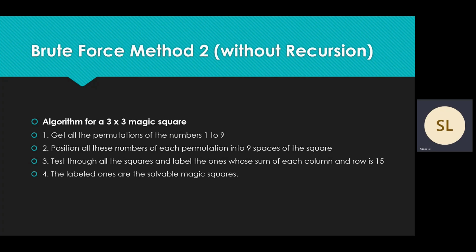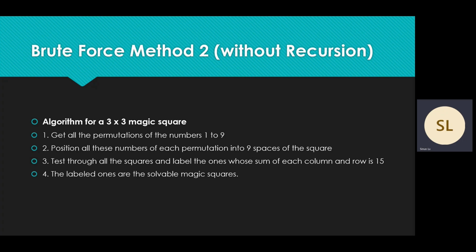My name is Suno. I'm going to continue with brute force method 2 without recursion. So the simplest way to solve a magic square is to use brute force, but it is very time consuming. As mentioned above, the magic constant is calculated to be 15 for 3x3 magic squares.